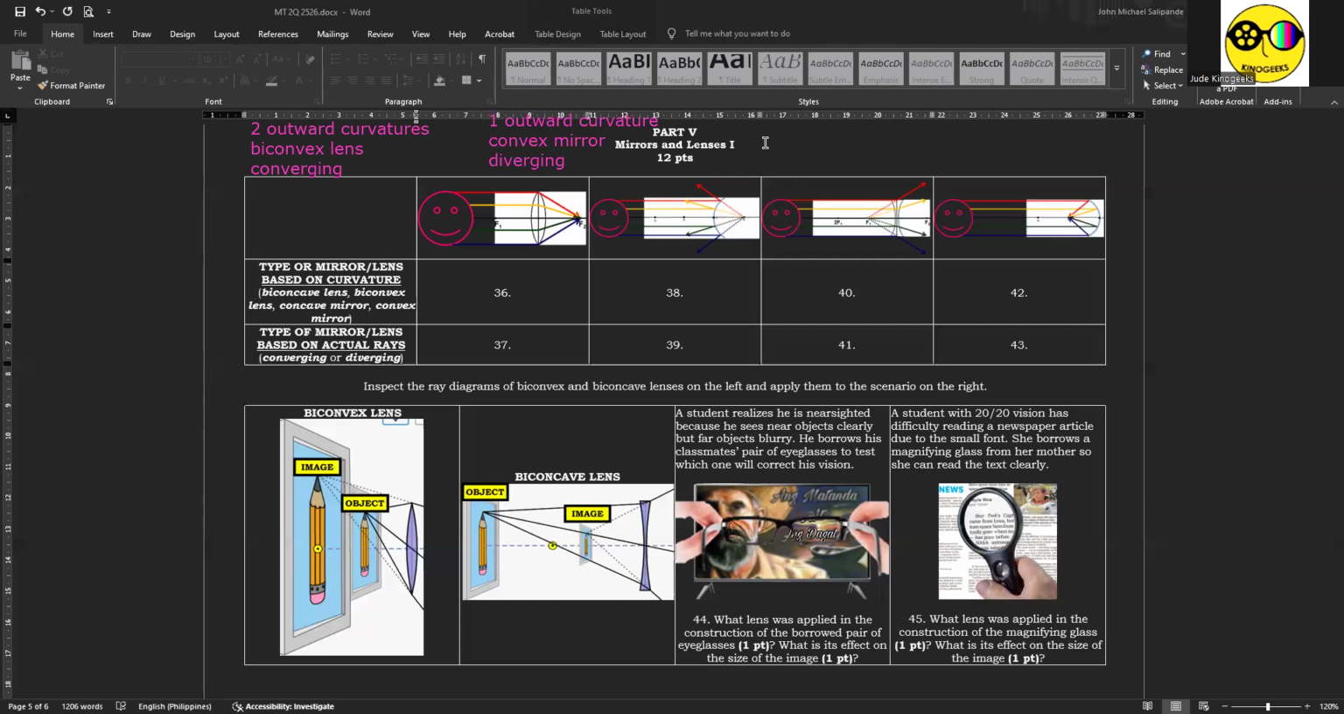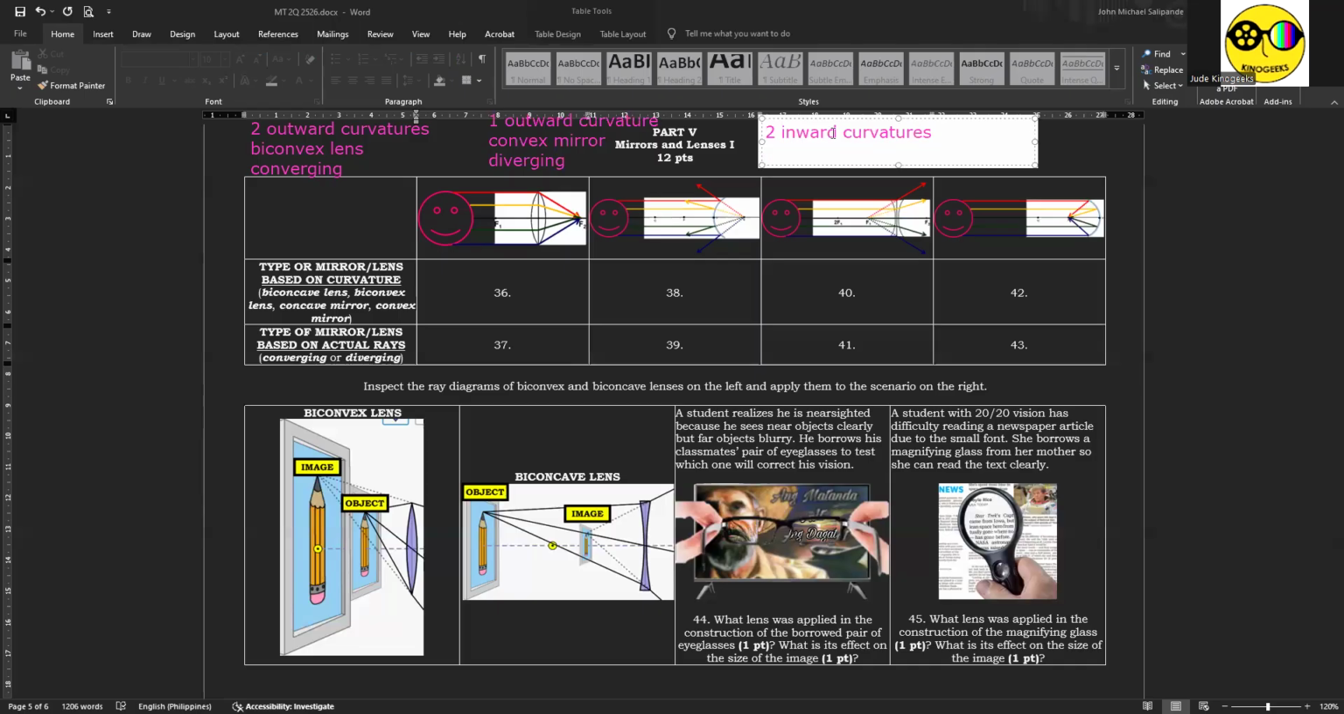Okay? Let's proceed to the third optical device. I excluded plane mirror in this one because that's the easiest. Let's always focus on the ones that always challenge you and for some reason you always get wrong. Okay? So let's practice. For the third optical device, you have a lens that has two inward curvatures.